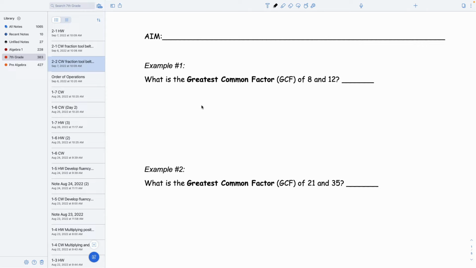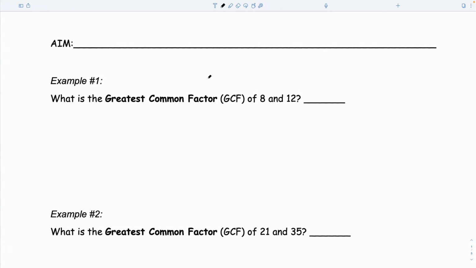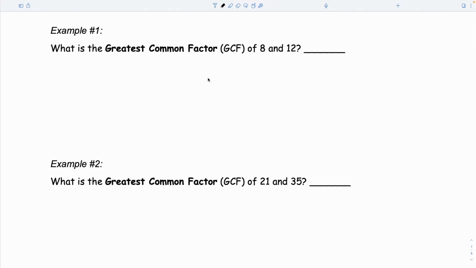That's the same idea. This stuff is going to be like our tool belt. You're going to just be whipping out LCM, GCF when we get to Monday's lesson. Today, though, is about GCF, greatest common factor.